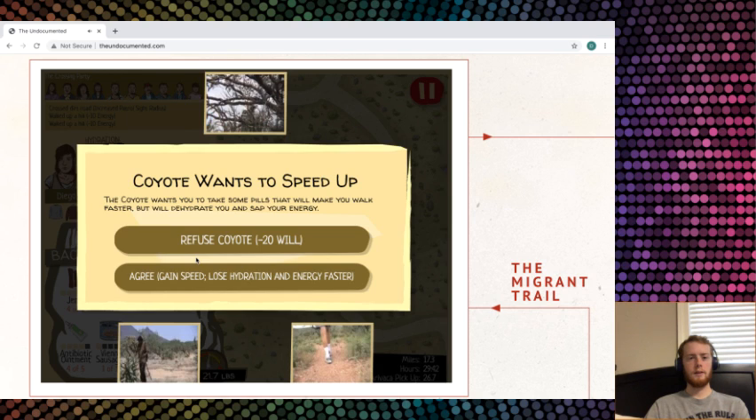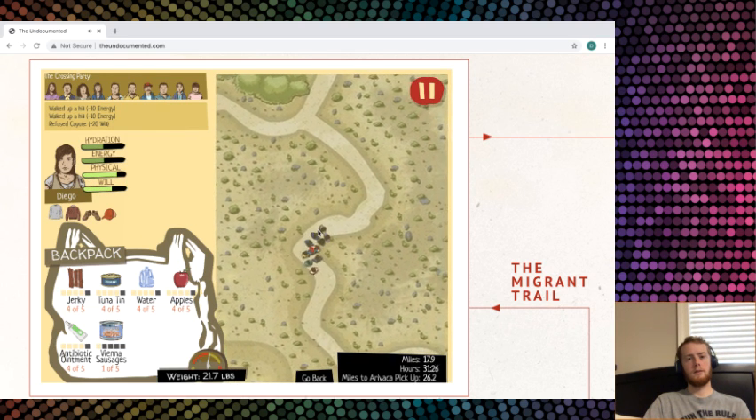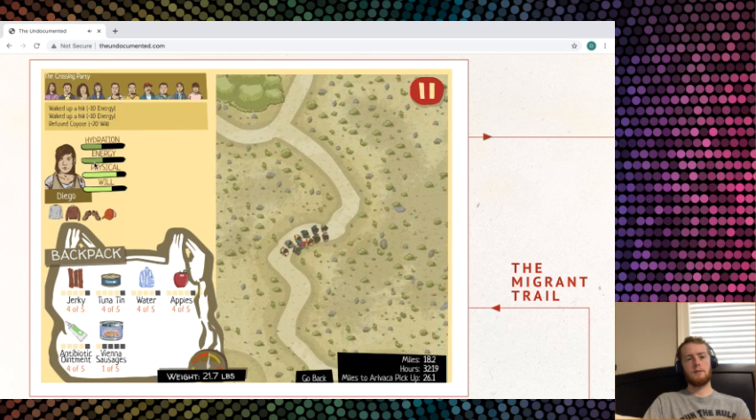This is weird. I wonder if these pills actually exist. Okay, so do we refuse the coyote and lose 20 of our will, or do we agree and we gain speed, but lose hydration and energy faster? I don't know how important our will stat is. Let's refuse the coyote. Don't need him telling us what to do. We're doing just fine on our own.